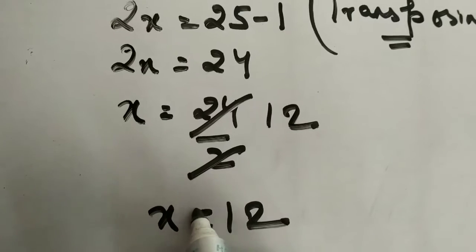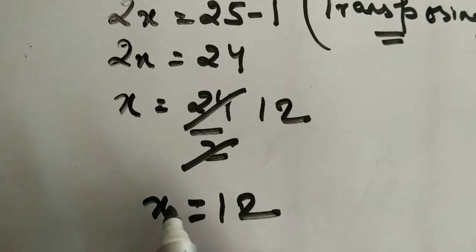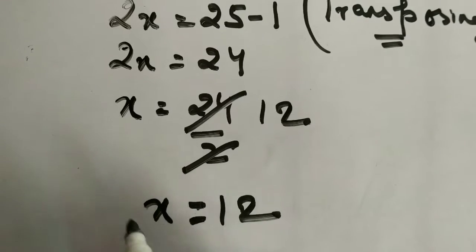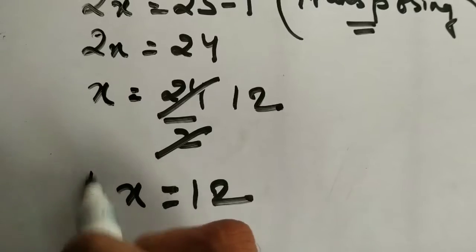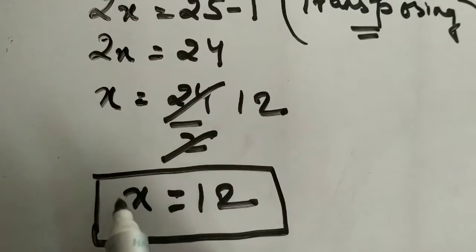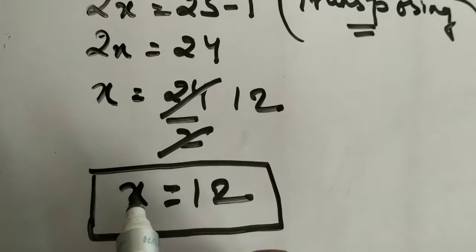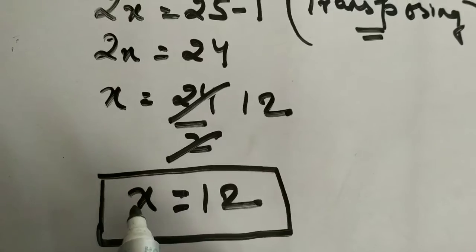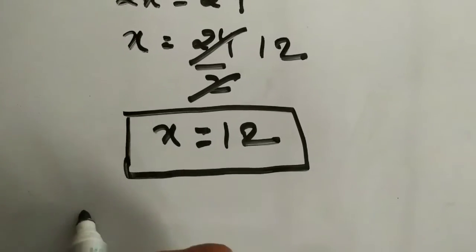Now here you can see that there is no coefficient of x and there is no variable attached to x. So x is in independent form and x is also positive. So our main task in this kind of question is to make the x independent or free from any variable and make it positive also. Okay, so this is your first question. Now let's move on to the second one.